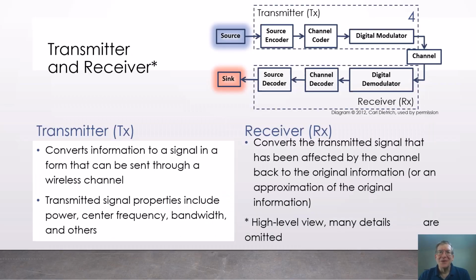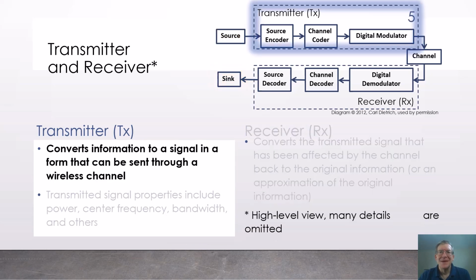A radio or wireless communication link includes a transmitter and a receiver. In this diagram, a source such as a video camera produces or supplies information to the transmitter, and a sink such as a video monitor consumes the received information. The transmitter converts information from a source to a signal that represents that information in a form that can be sent through a wireless channel and recovered by the receiver to be used or stored by the sink.